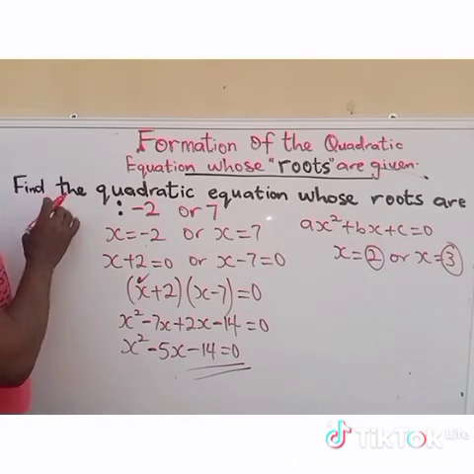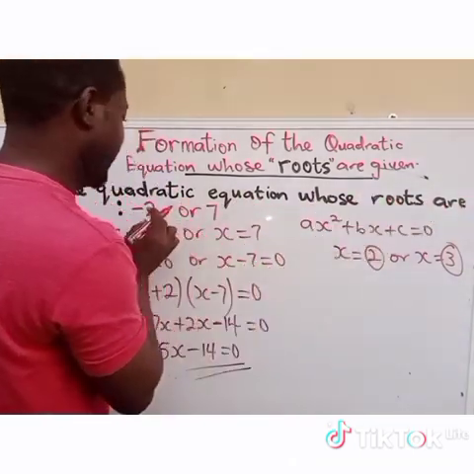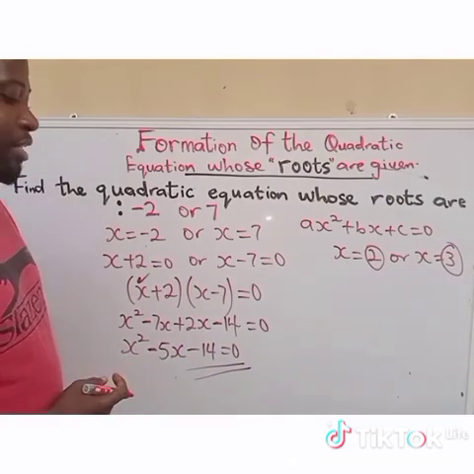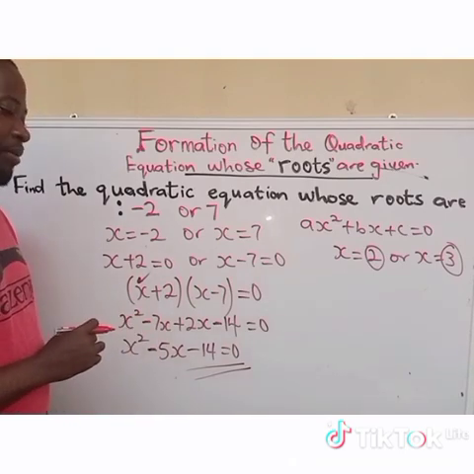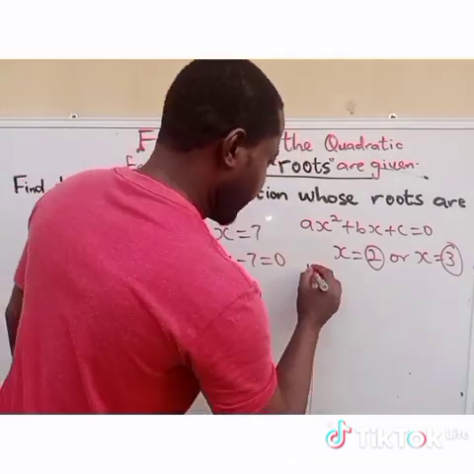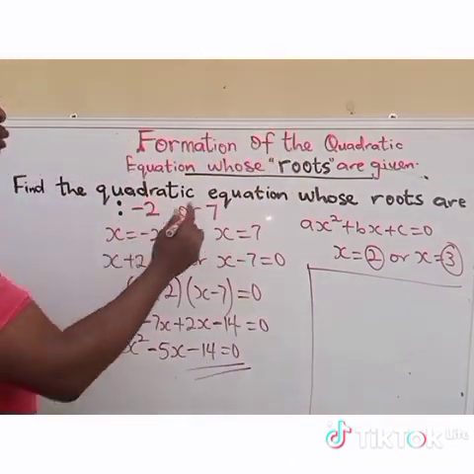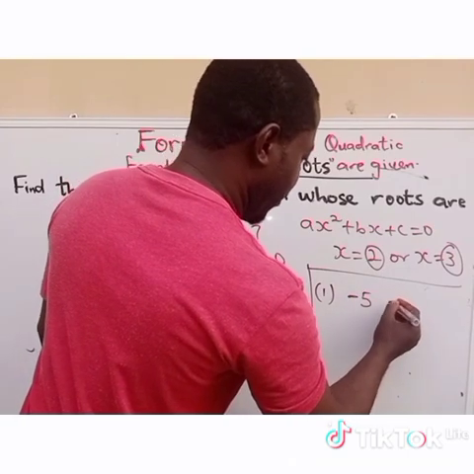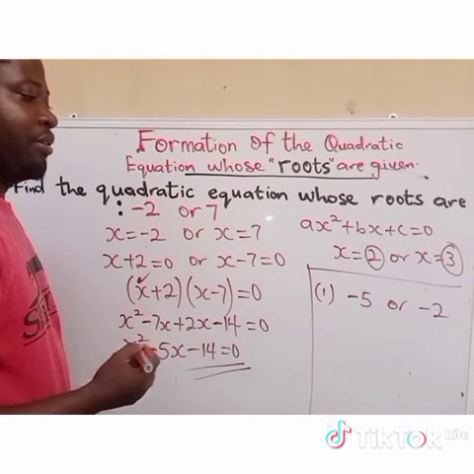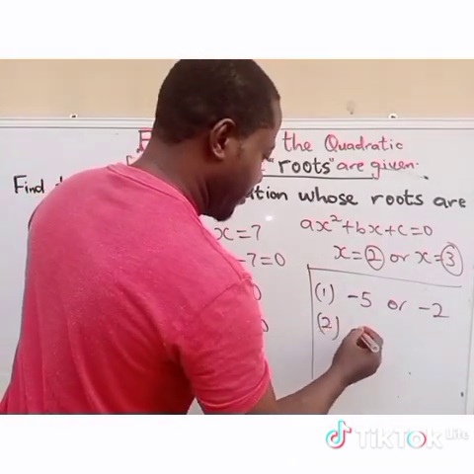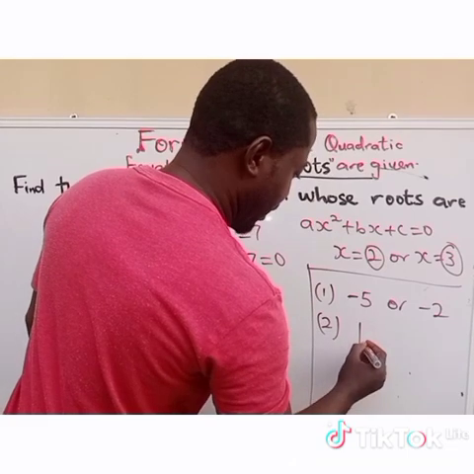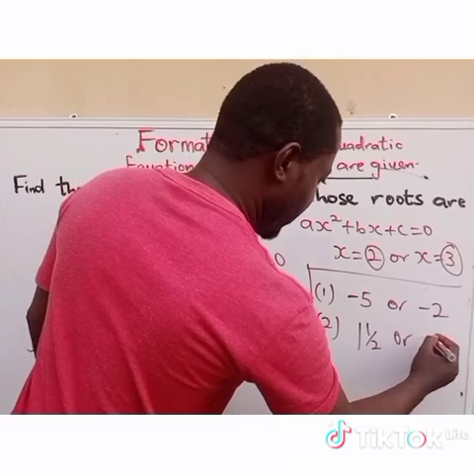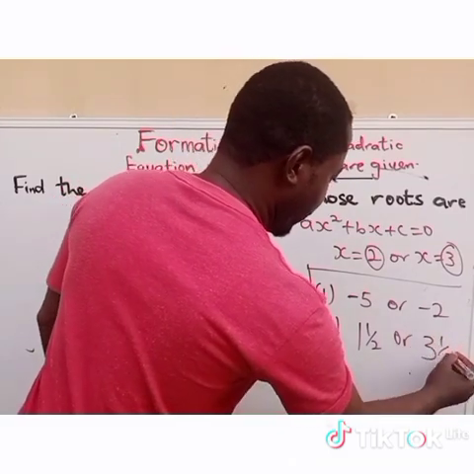So the question that says find the quadratic equation whose roots are minus 2 or 7, this is the quadratic equation we are referring to. So if you understand this question, please kindly solve this. Find the quadratic equation whose roots are minus 5 or minus 2. You can also try this. The second one, whose roots are 1 and 1 over 2 or 3 and 1 over 2.